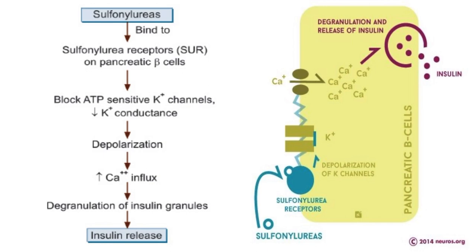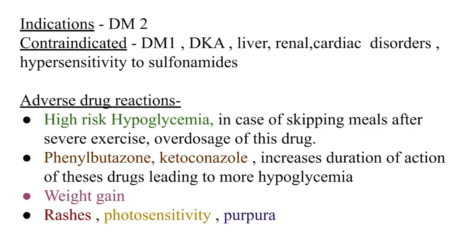So now we'll see this flowchart. The sulfonylureas bind to the sulfonylurea receptors on the pancreatic B cell, blocking the ATP sensitive potassium channels, leading to decreased potassium conductance. It causes depolarization, which leads to increased calcium influx. There will be degranulation of the insulin granules, leading to insulin release from the pancreatic cell.